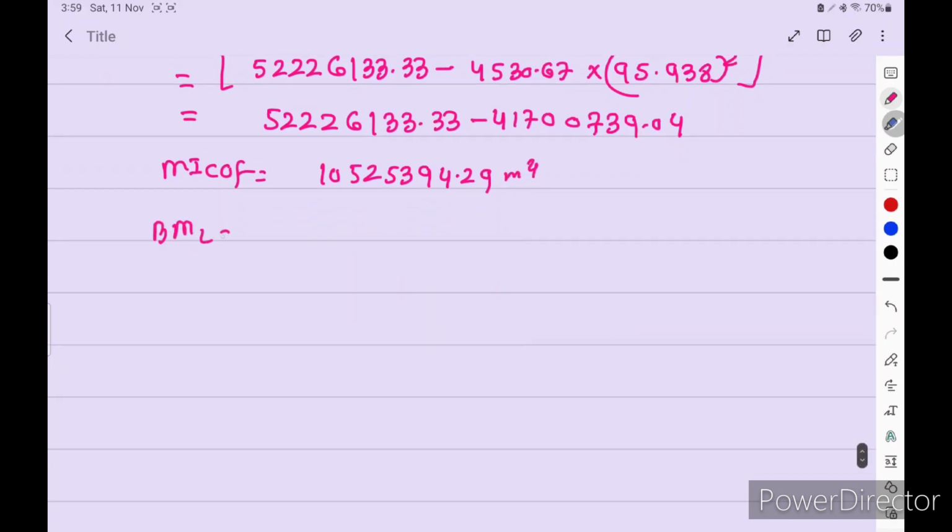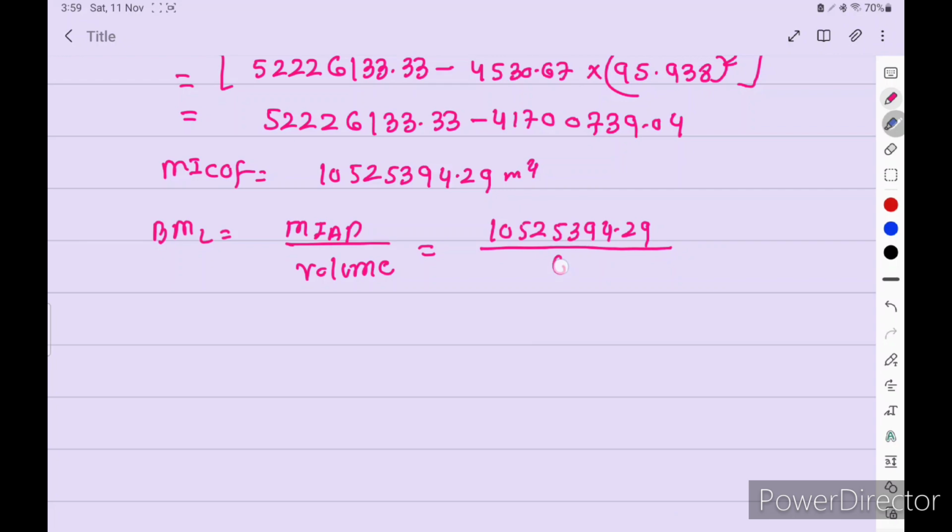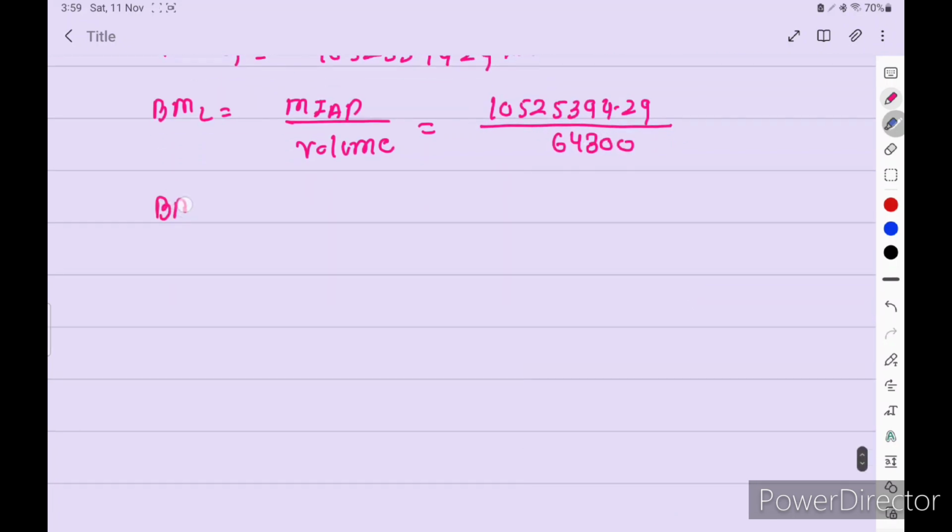So BM longitudinal is equal to MI about perpendicular upon volume. So 10525394.29 divided by 64300. So BM longitudinal is equal to 163.691 meter.